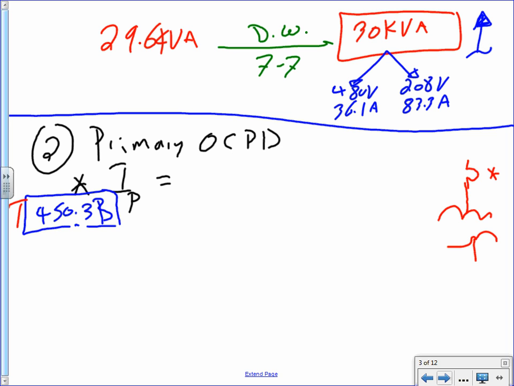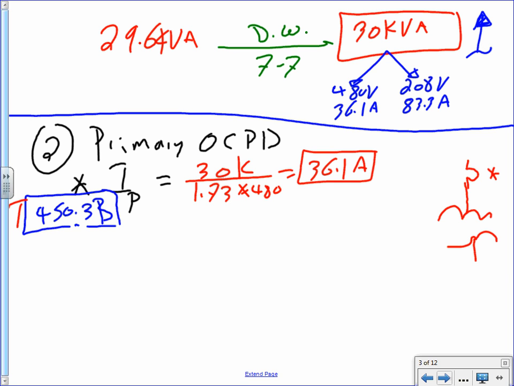Okay, number 2. If you look at the sheet that I gave you, number 2 says the primary overcurrent protection device. Now, what's the primary current? The current right here, 36.1. Either you get it from here, or you do the math. I like to do the math. Typical engineers, right? kVA divided by 1.73 times 480, and you get 36.1 amps. I could have gotten this from the table. If you don't have the table, that's how you get it. It's really not rocket science.